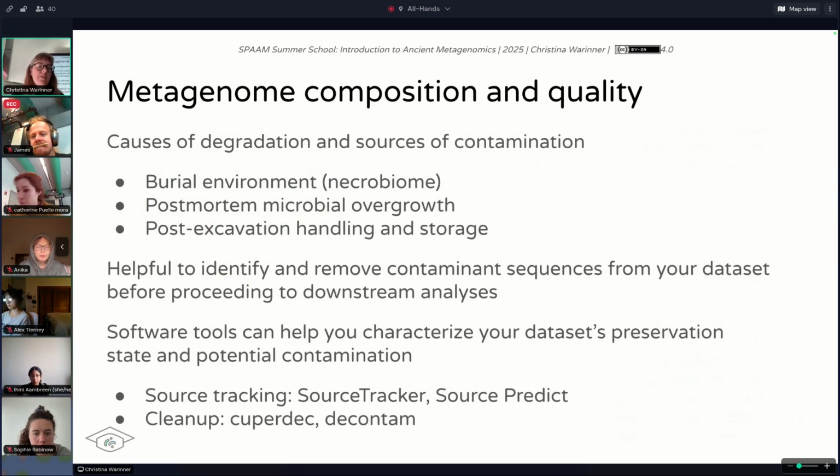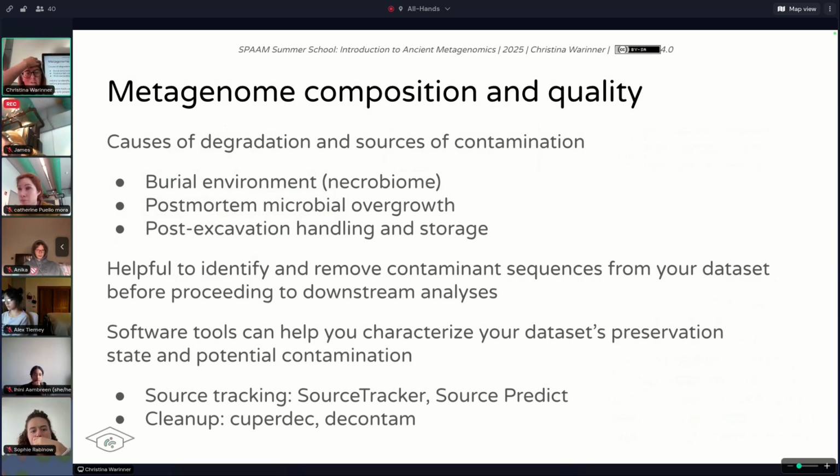And then you can also get microbes introduced through post-excavation handling and storage. Through the excavation process, by going to a museum. Museums are absolutely full of their own microbiome. And so sometimes those microbes can also invade and contribute to the DNA that's present in your metagenome.